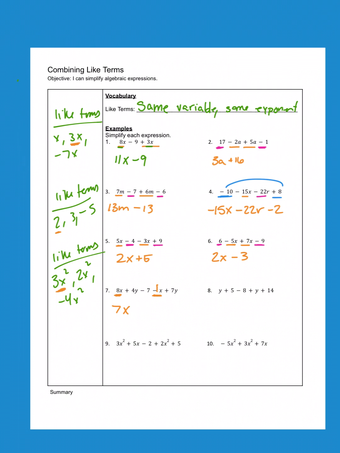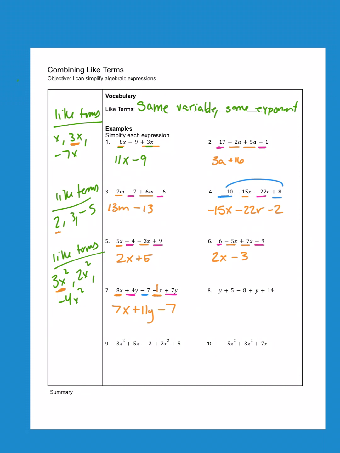We also have a positive 4y and a positive 7y. And that makes a positive 11y. I have one more. I've got this negative 7. It does not have a like term, so it's going to stay the same, negative 7. So that one simplifies to 7x plus 11y minus 7.